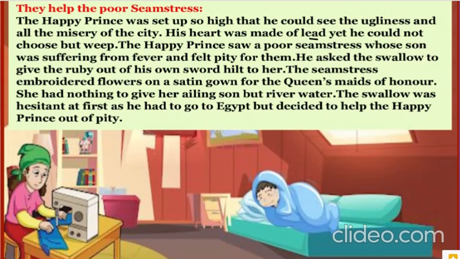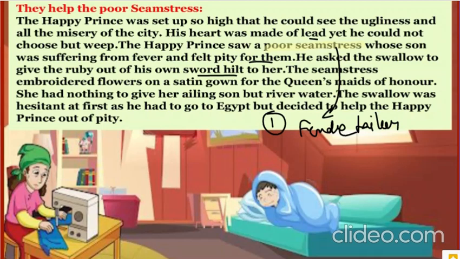The Happy Prince first saw a poor seamstress. What did he see? He saw a poor seamstress. Who is a seamstress? It is nothing but a female tailor, you can say. A female tailor who stitches clothes is known as a seamstress. Her son was suffering from fever and he felt pity for them. He asked the swallow to give the ruby out of his sword hilt to her.